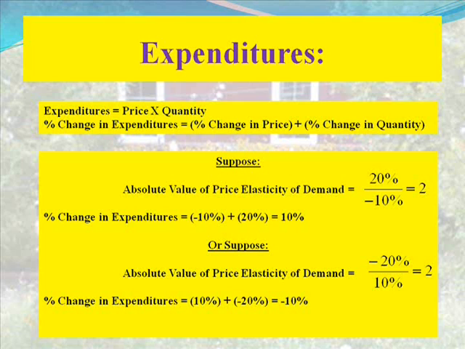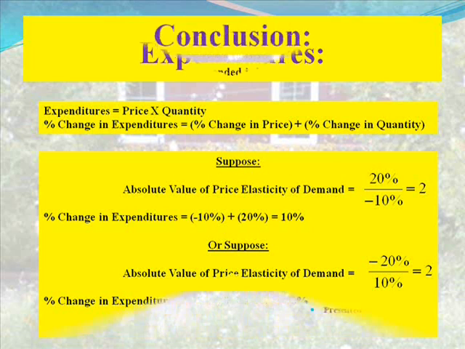change in expenditures. Or suppose the absolute value of price elasticity of demand equals a -20% change in quantity demanded divided by a positive 10% change in price. The result there would also be 2, of course, because it's the absolute value. And the percent change in expenditures would equal the 10% change in price plus the -20% change in quantity, which would result in a -10% change in expenditures.